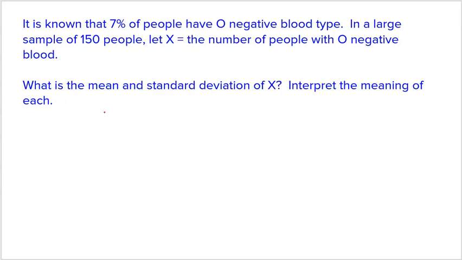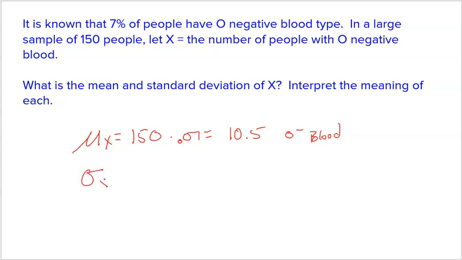So if I were to look at a sample of 150 people, how many would I expect to have type O negative blood? Well, guys, follow the formula. N times P. It's that unbelievably easy. So 150 times 0.07 is 10.5 people with O negative blood. So in the long run, if I were to look at 150 people over and over and over again, I would expect an average of 10.5 people to have O negative blood.